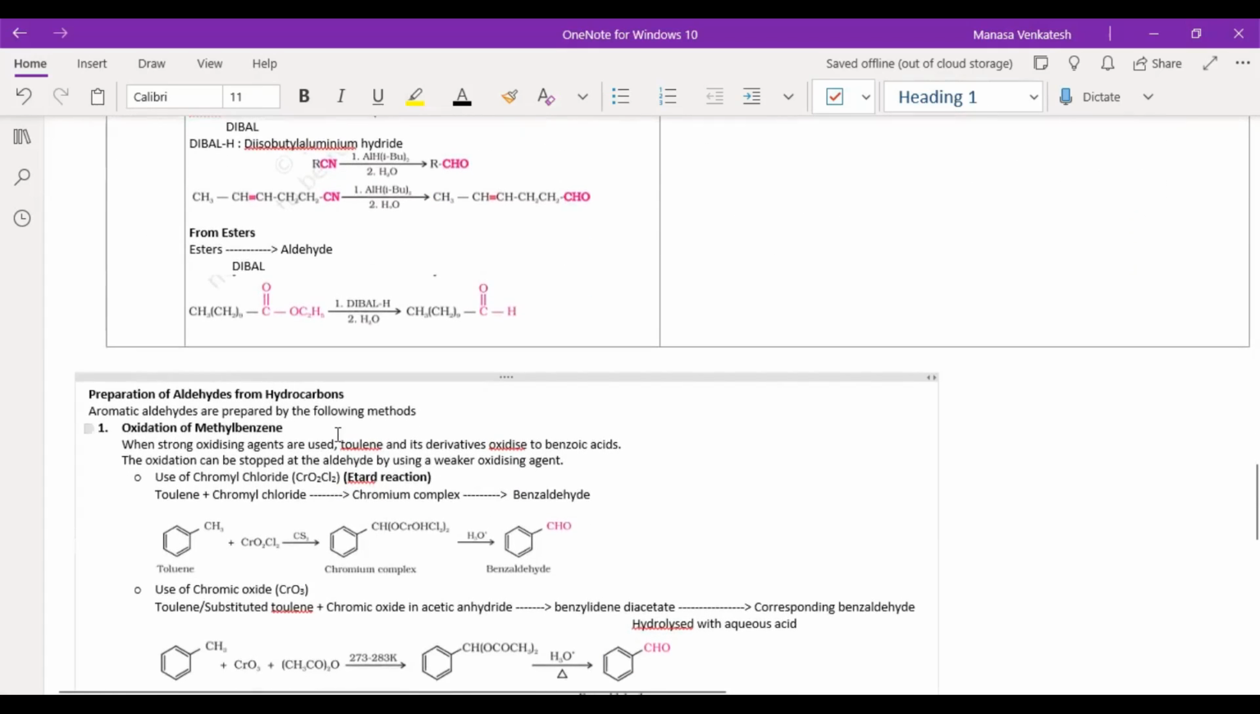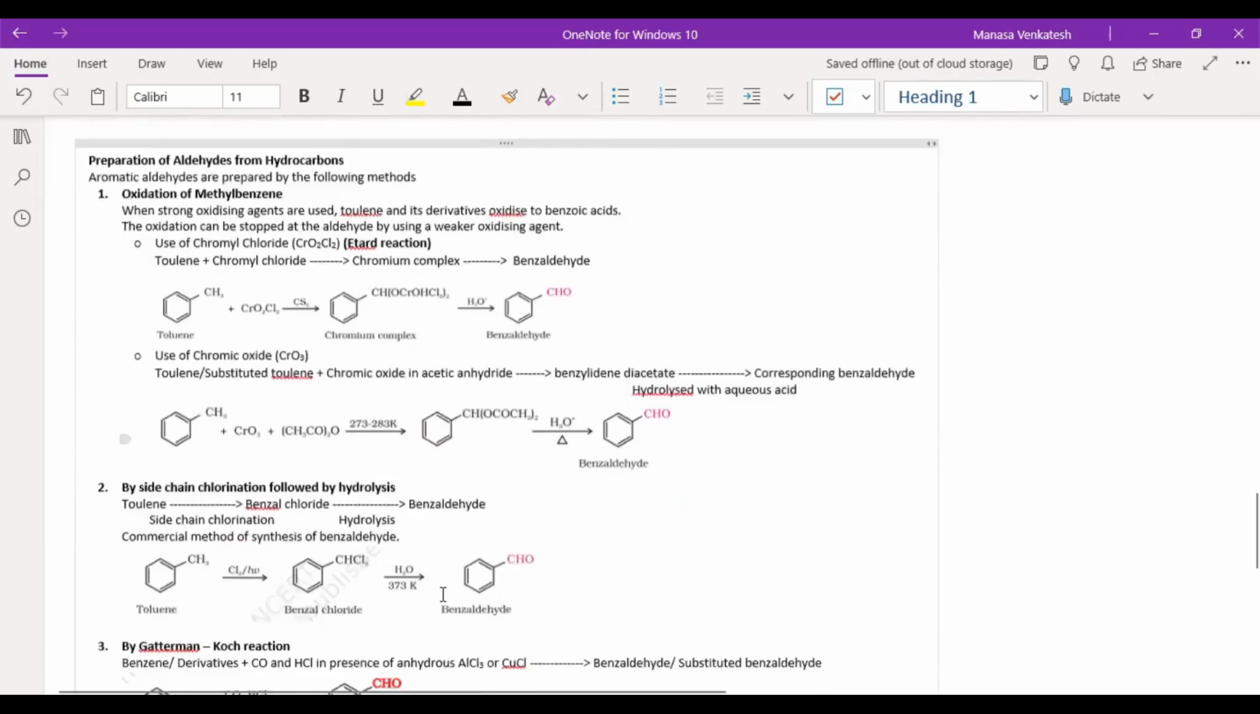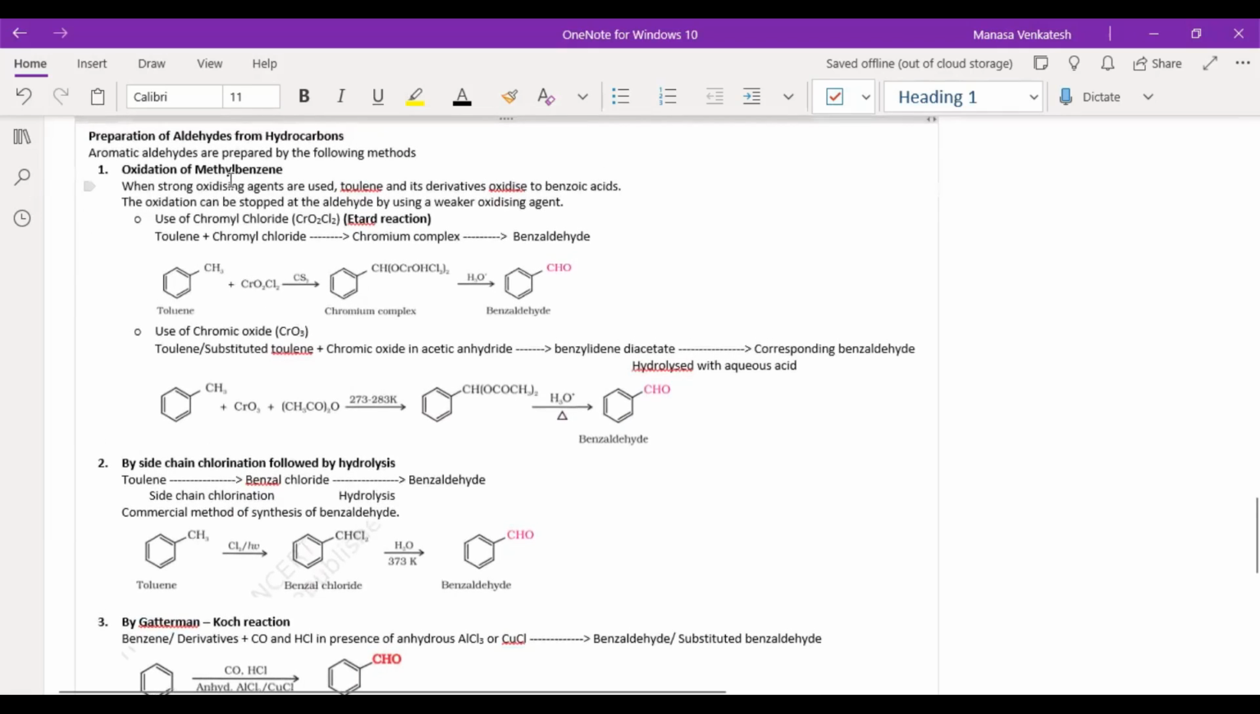Next is preparation of aldehydes from hydrocarbons. Now, aromatic aldehydes are prepared by these methods. So the first one is oxidation of methyl benzene. So when you have methyl benzene like toluene, these are going to get converted to benzoic acids. Now, the oxidation can be stopped at the aldehydic stage by using a weak oxidizing agent, and that's what we did in case of alcohols also. When we used a strong oxidizing agent, it converted directly to an acid, but we don't want that. We want the aldehyde, right? So we use a weaker oxidizing agent.